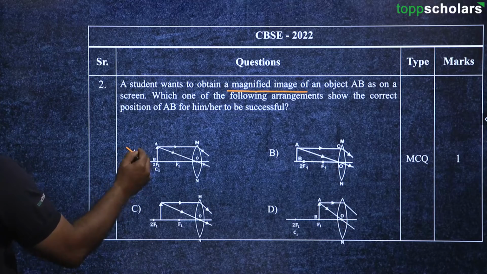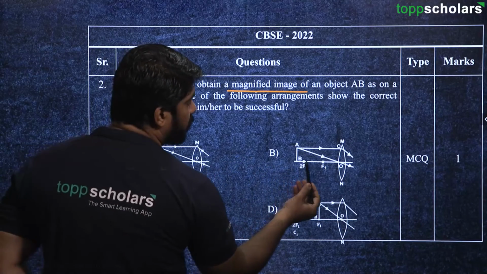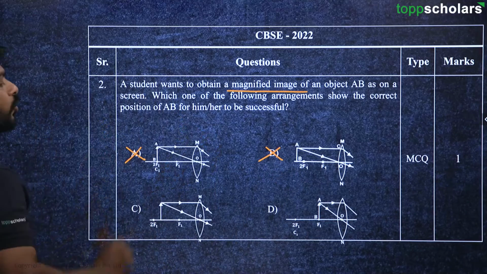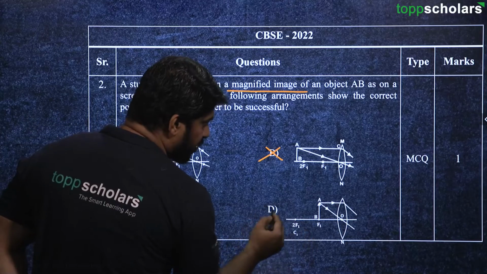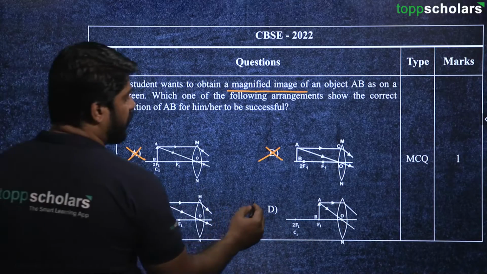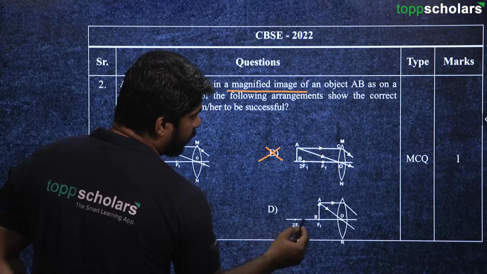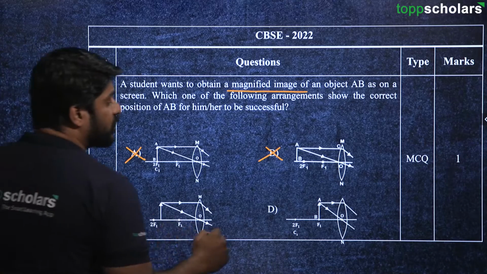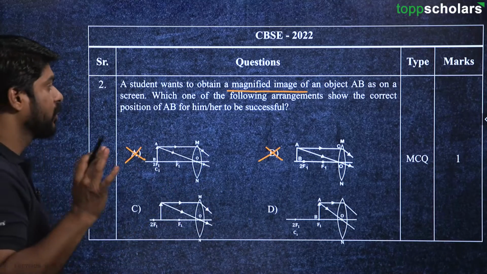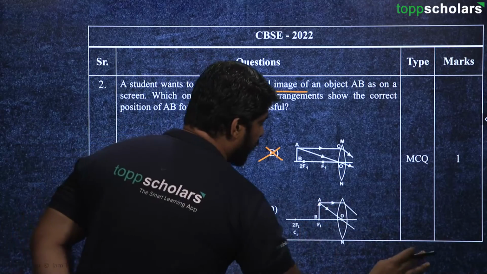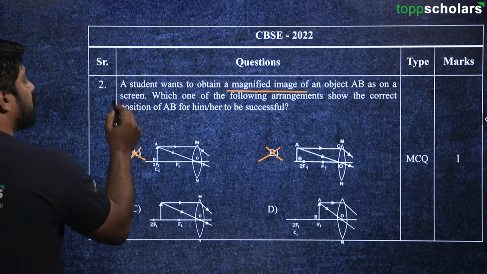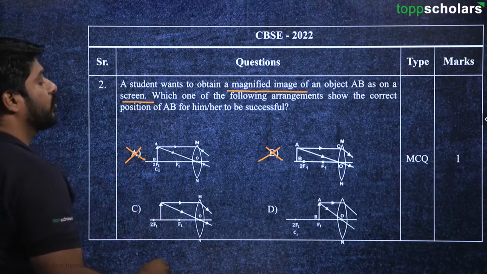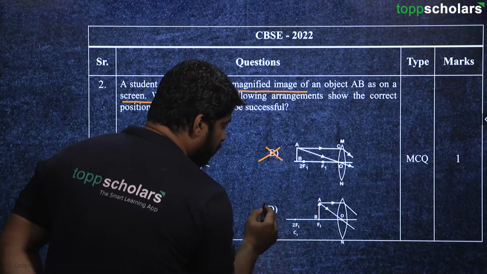So this is not the answer. In this case the object is beyond 2f. So in this case also a diminished image is formed. So this is also not the answer. Over here in the last case we have kept the object at focal point. So in this case we know an image is formed which is very far, that means at infinite distance. In that case we are not able to form the image on the screen. So that's why this should not be the option.